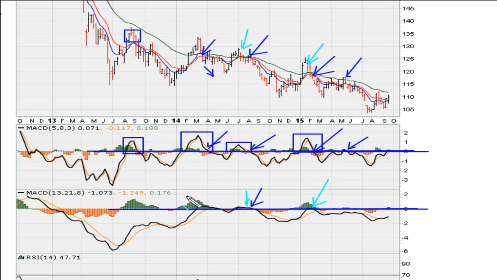So a simple strategy of observing how the MACDs are behaving around the zero line can tell you whether you should be long a trade or whether you should get out of a trade. In this instance, we are seeing that this was good enough to tell you when to get out of this gold trade.